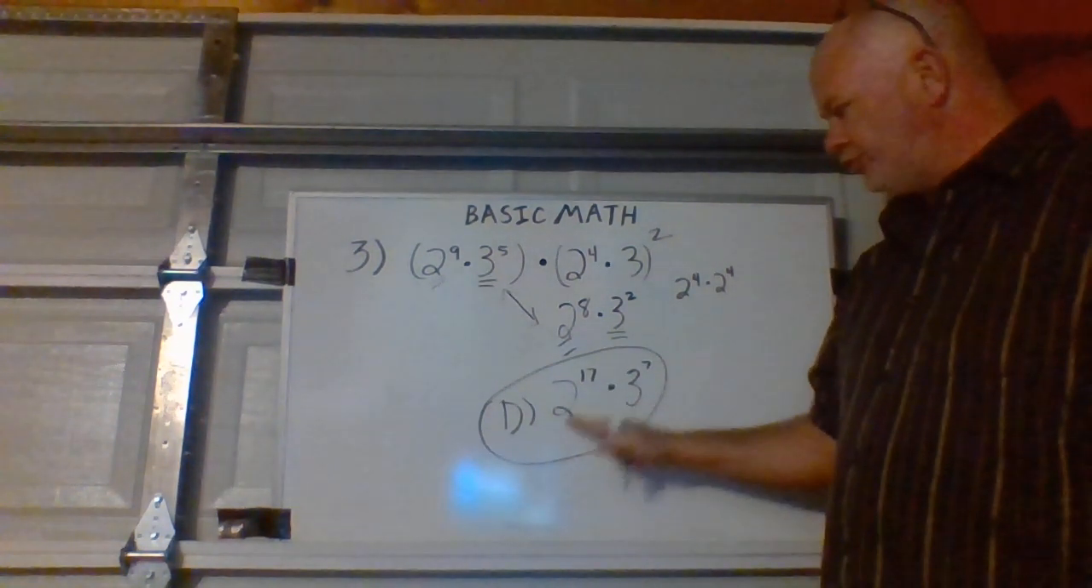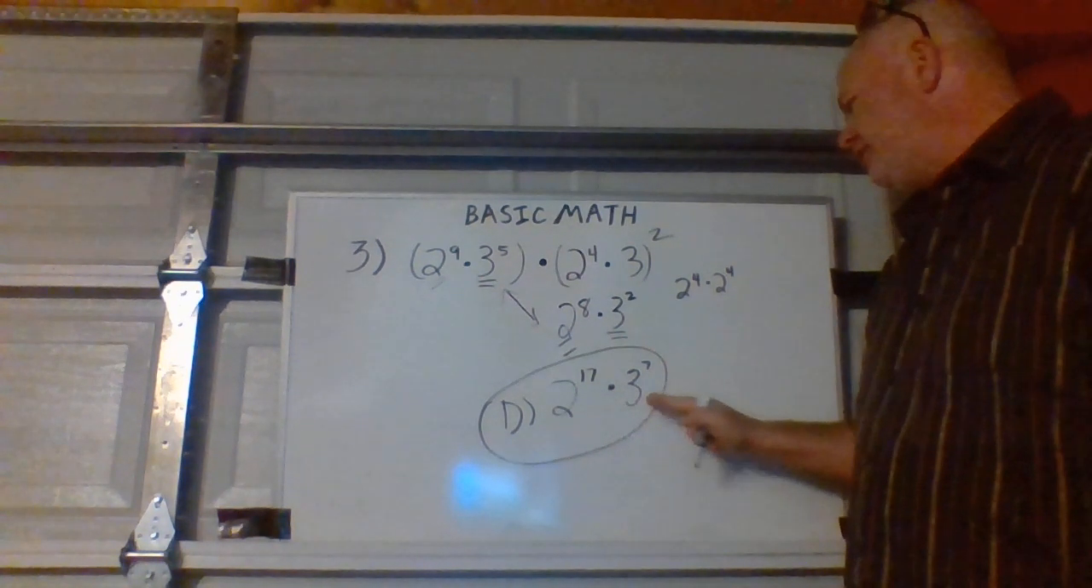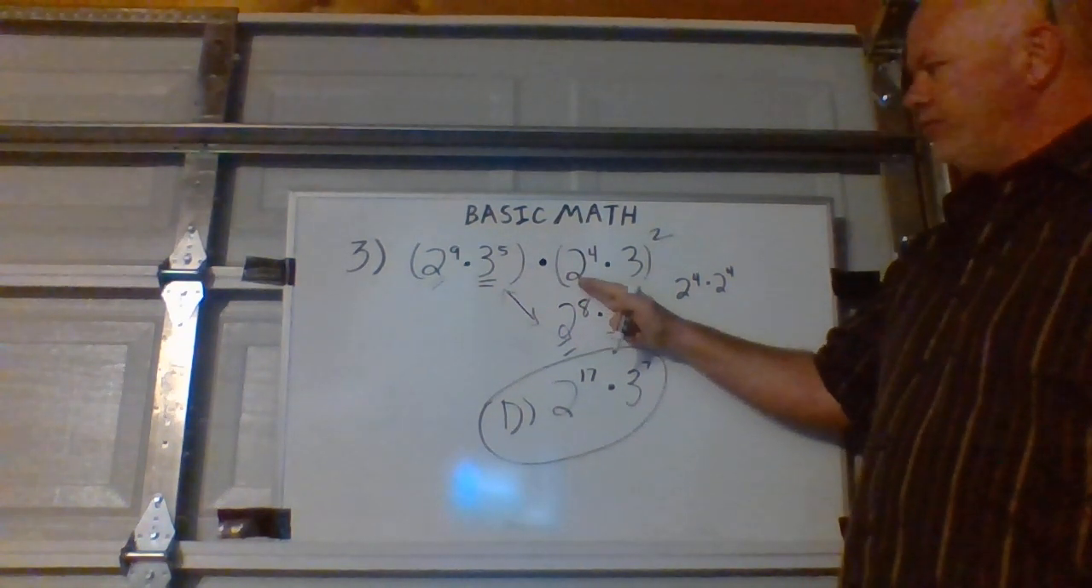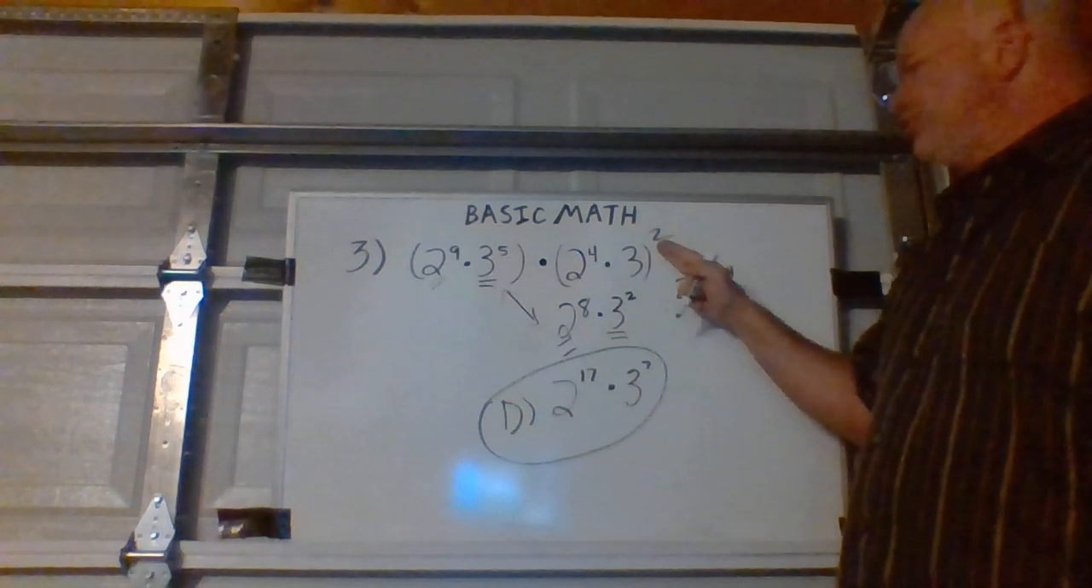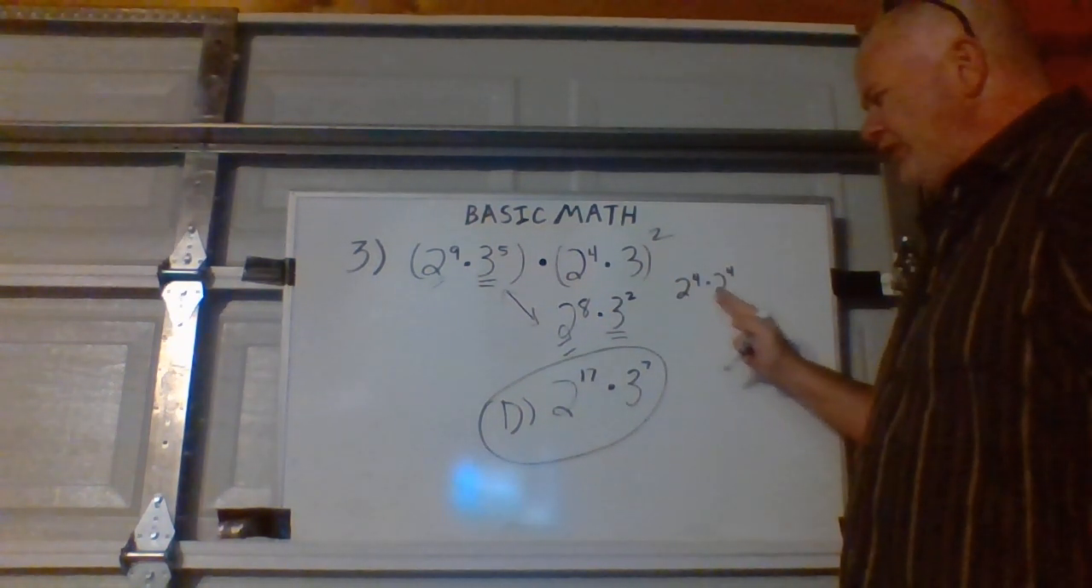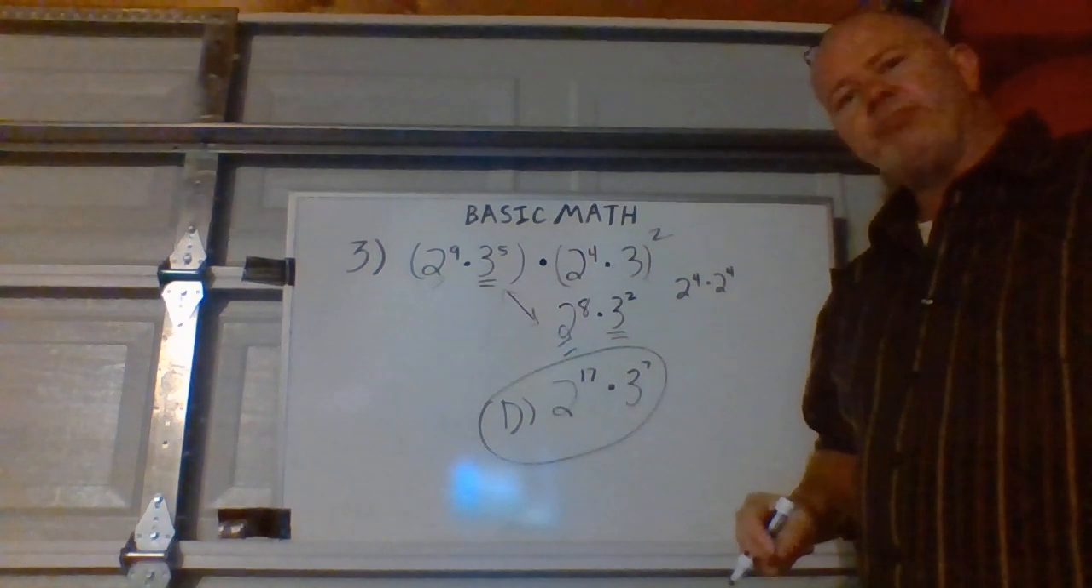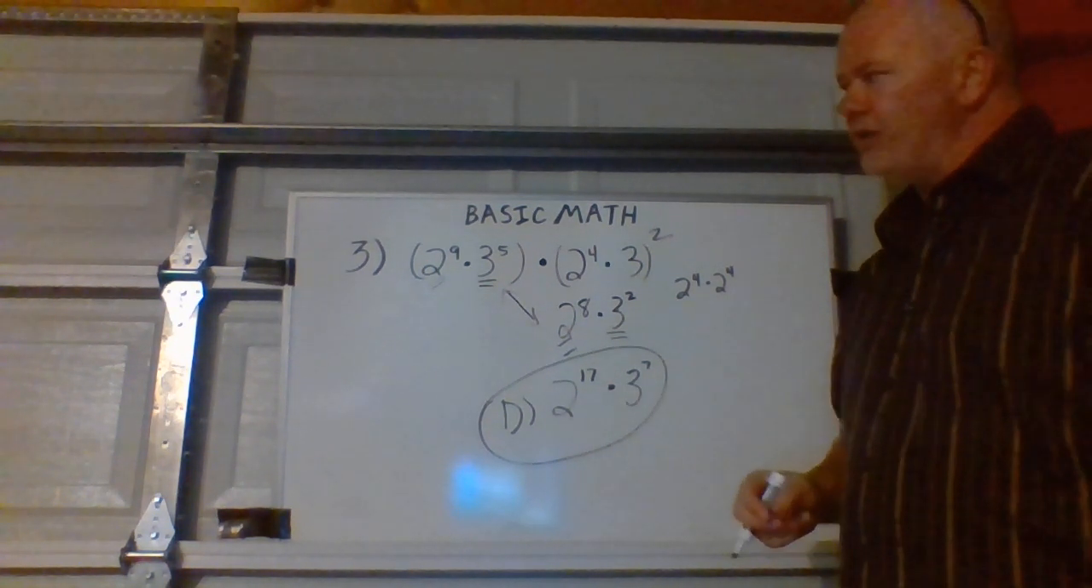Again, our final answer, 2 to the 17th times 3 to the 7th. Notice what I did here when I had 2 to the 4th to the 2nd power. I'm not afraid to write this out and follow it step by step if I need to. This is the correct answer to number 3.